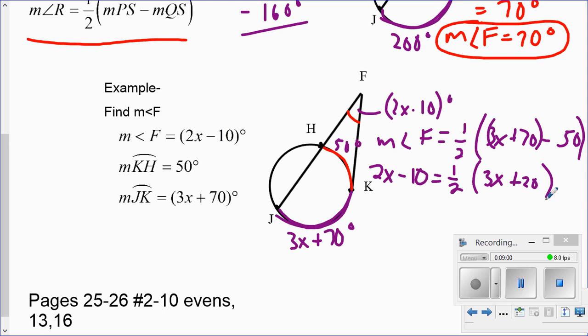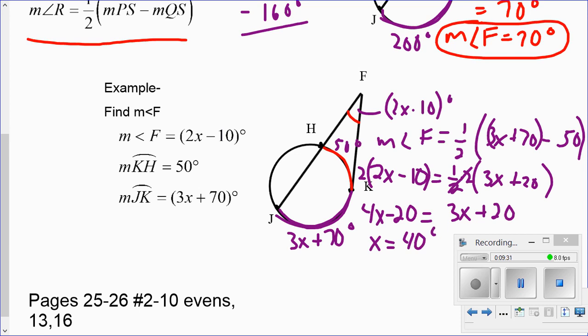To get rid of that half, we know from doing other problems, we're going to multiply both sides by 2. When I multiply 1/2 by 2, they cancel each other out, and I just have what was on the right-hand side, 3x plus 20. And I'm going to distribute that 2 on the left to both terms, so that gives me 4x minus 20. Next I'm going to subtract 3x and add 20 to both sides, which gives me x is equal to 40, and these are degrees.